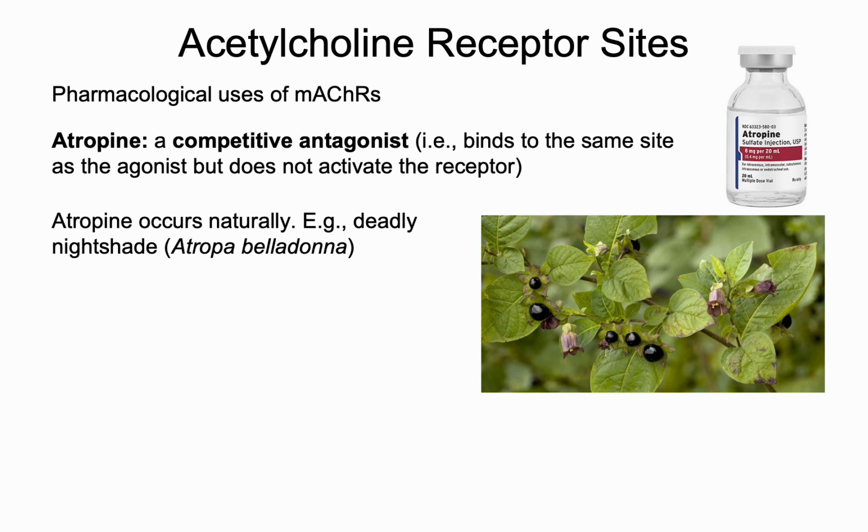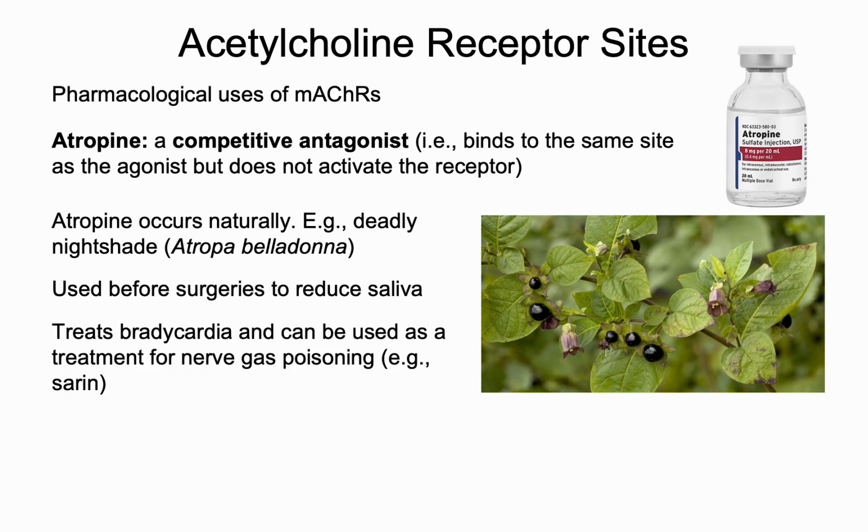This is used in surgeries to reduce saliva. So it has actions in the periphery, in the autonomic nervous system, to reduce saliva. And so a lot of anesthetic cocktails will have a little bit of atropine in there to reduce saliva. It can also treat bradycardia, so that's slowing of the heart rate. And it can be used as a treatment for nerve gas poisoning, such as sarin gas.